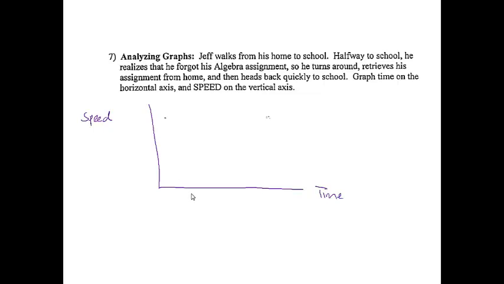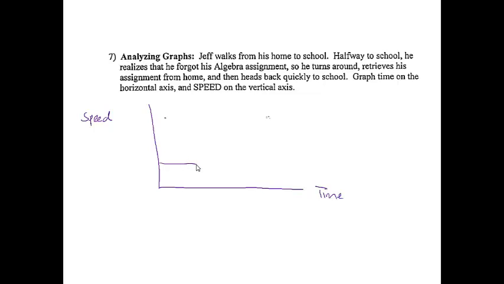Okay, he's walking from his home to school. So I'm guessing that he's walking at a steady pace. So I'm just going to keep him at a steady pace right here. So that's his speed. It's very nice and steady. Halfway to school, he realizes that he forgot his assignment. So he turns around, retrieves his assignment from home, and then heads quickly back to school. So I'm guessing that's what's going to happen on this one.